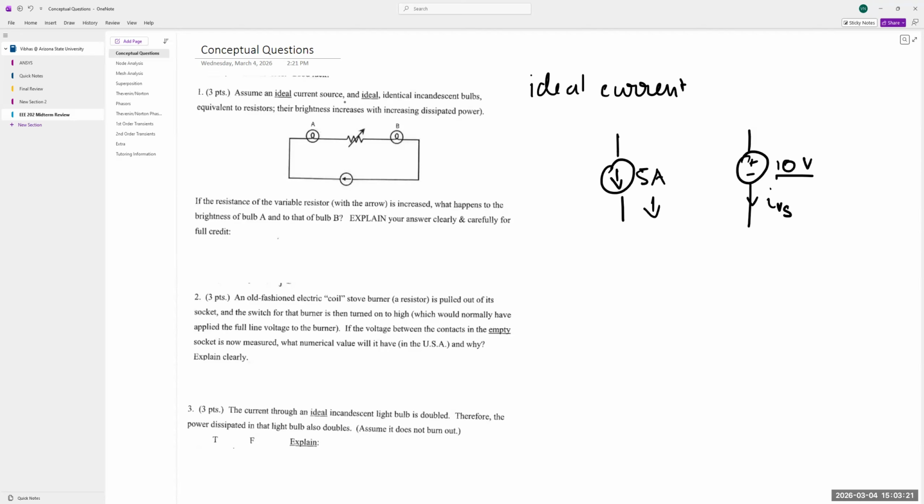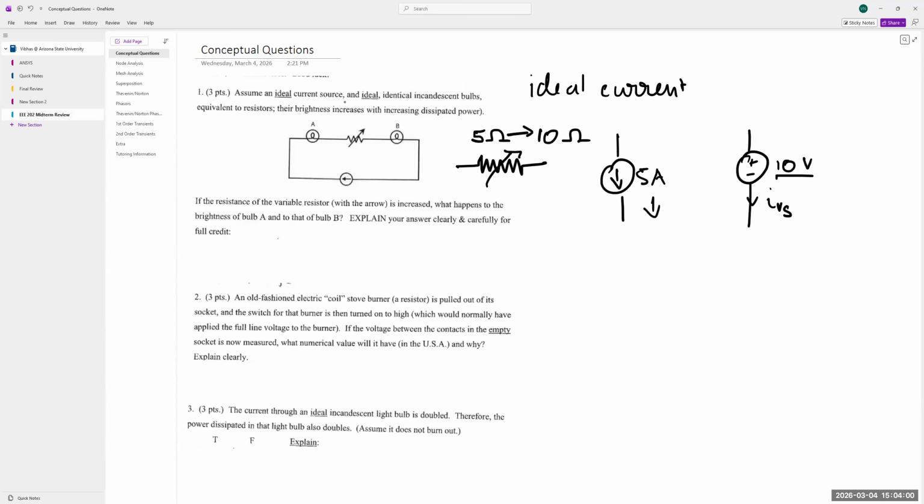Okay, moving on, let's look at this question over here. It asks that if the resistance of the variable resistor changes, and a variable resistor is a device which allows you to change the resistance during runtime. That means if I have the circuit attached to the resistor where the resistance was set to 5 ohms, while the circuit's running, I can also change it to 10 ohms or maybe even higher, depending on what the device is capable of. So it's asking if I do change the resistance of the variable resistor, what happens to the brightness of bulb A and that of bulb B?